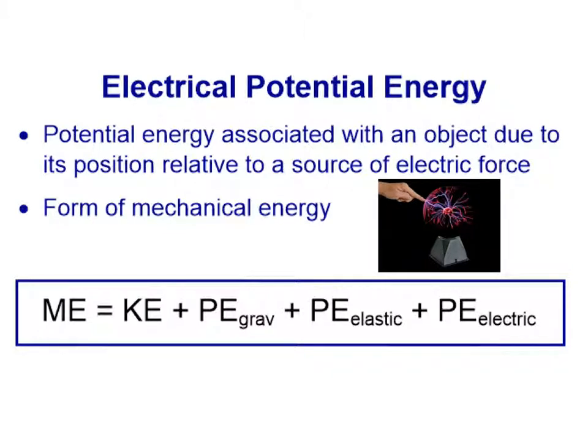So whenever we have gravitational force and elastic force and electric force acting on an object, we could write the equation for mechanical energy to include all of those different forms of potential energy. Keep in mind that anytime a charge moves because of an electric force, work is being done on that charge. Here is our little picture of this plasma sphere. As these charges move, the electrical potential energy decreases, just like gravitational potential energy decreases as an object falls.